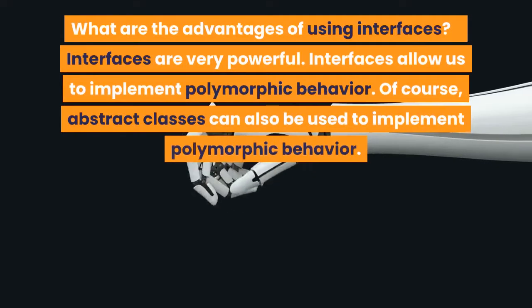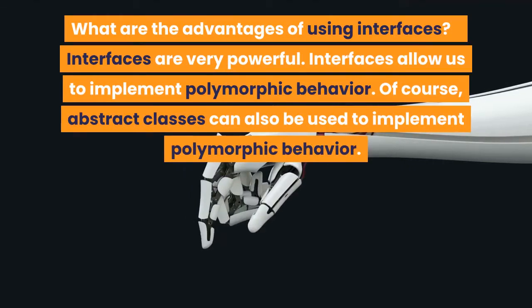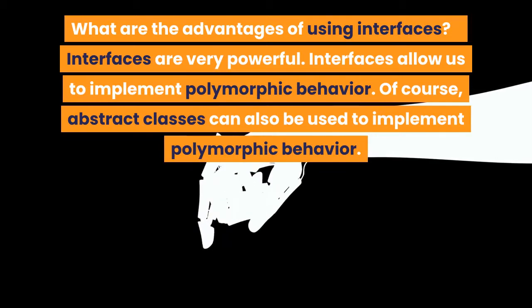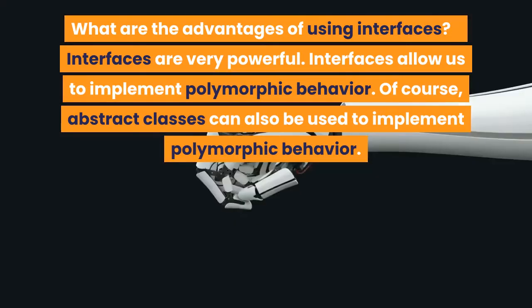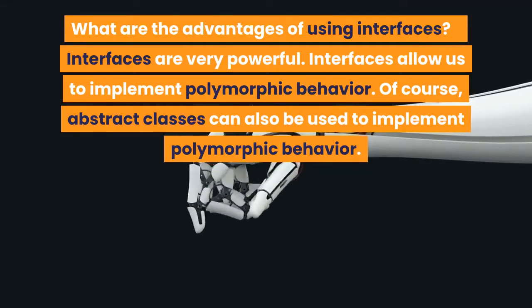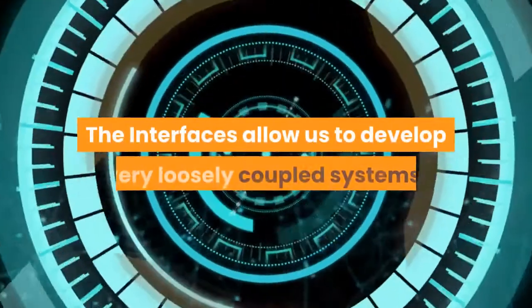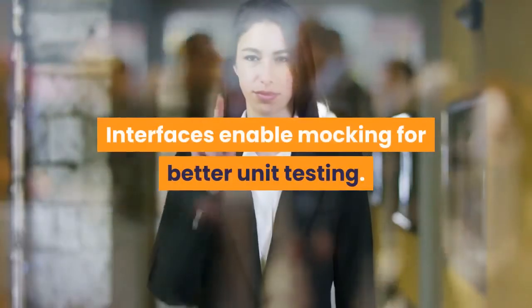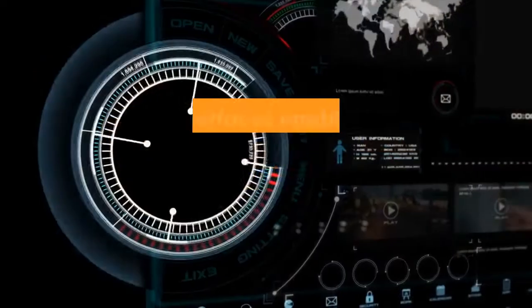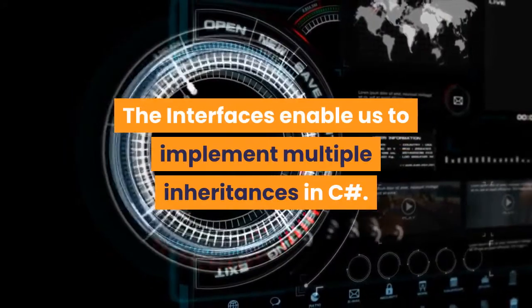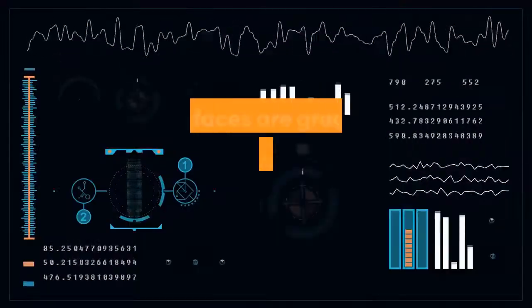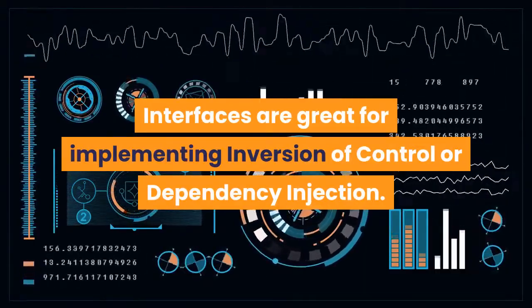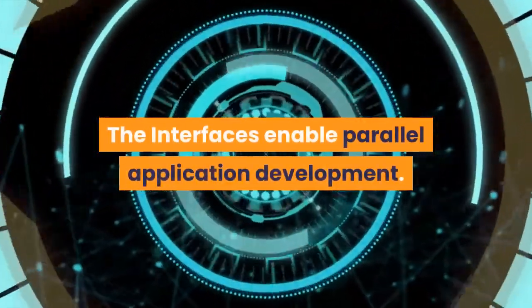What are the advantages of using interfaces? Interfaces are very powerful. Interfaces allow us to implement polymorphic behavior. Of course, abstract classes can also be used to implement polymorphic behavior. The interfaces allow us to develop very loosely coupled systems. Interfaces enable mocking for better unit testing. The interfaces enable us to implement multiple inheritances in C#. Interfaces are great for implementing inversion of control or dependency injection. The interfaces enable parallel application development.